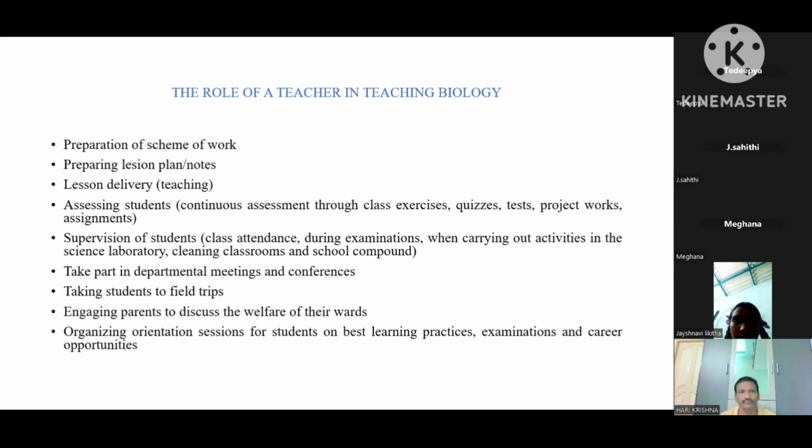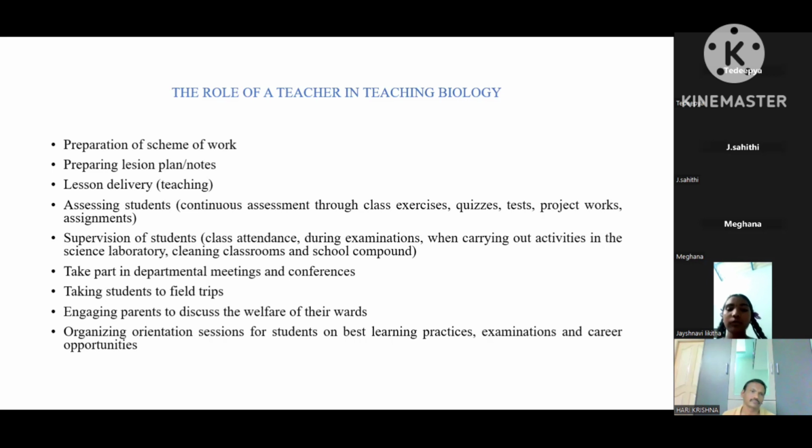I also play a supervisory role as a biology teacher because I need to monitor class attendance of my students. I need to monitor them during examinations. And whenever they are carrying out activities in the science laboratory, it is my responsibility to be with them and monitor every activity they embark upon so that whenever challenges arise, I will be available to address those challenges to them. I also monitor my students to clean the classrooms, the laboratories, as well as the school compounds.